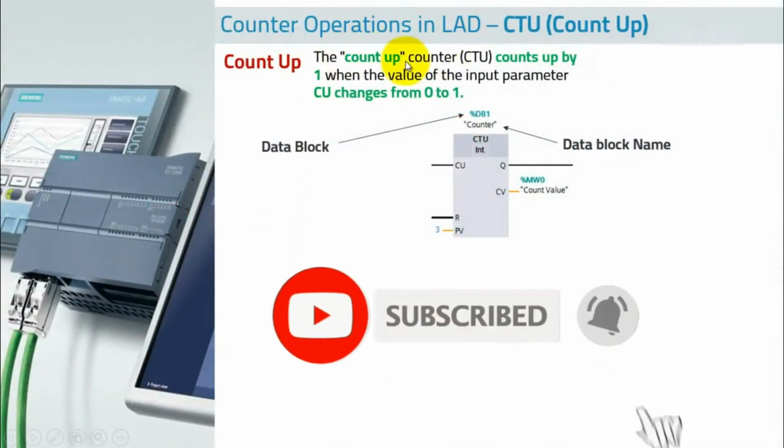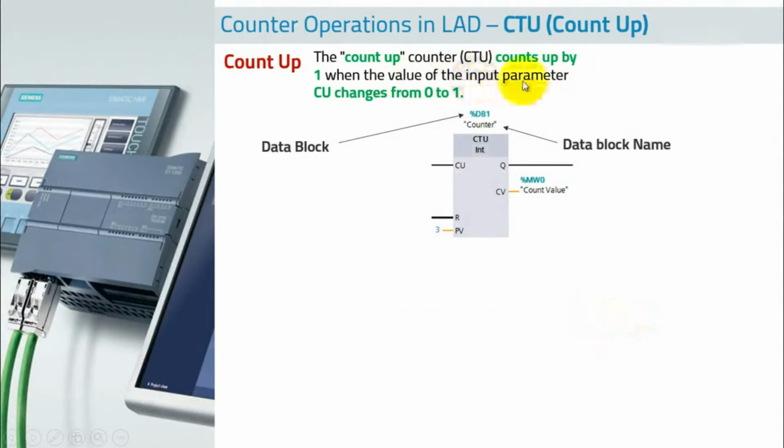It says the count up counter counts up by 1 when the value of the input parameter CU changes from 0 to 1. If you see this block diagram, you have CU here, which is the count up input. So if this input signal goes from 0 to 1, it will increment the count value by 1. But you have a reset terminal here.